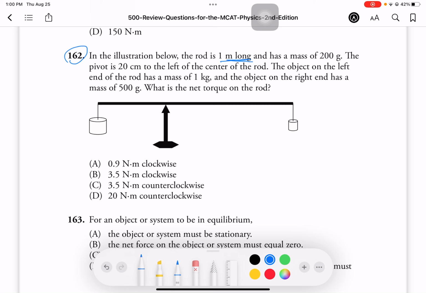That's very important, so that means that from here to here, that is 1 meter, and has a mass of 200 grams. So I'm just going to convert this. I'm going to say mass equals 0.200 kgs. That's what we usually work with.